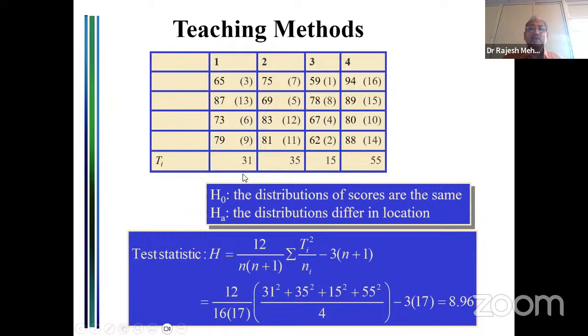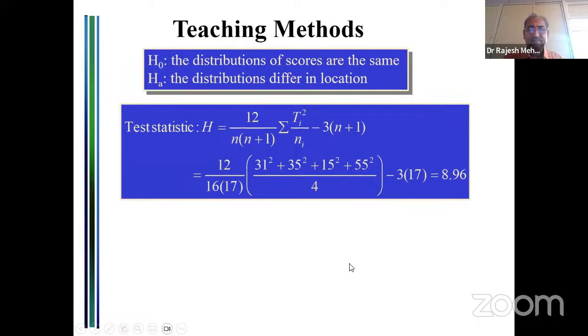ni means the number of samples: 1, 2, 3, 4, total 4 samples. So we are dividing by 4, minus 3 into bracket n, which is 16 plus 1, that is 17. So if you calculate, the answer is 8.96. It's just like a chi-square. The chi-square value is 10 or 15 or 7, something like that. And here you can see there are 4 samples, so the degree of freedom is 4 minus 1, which is 3.